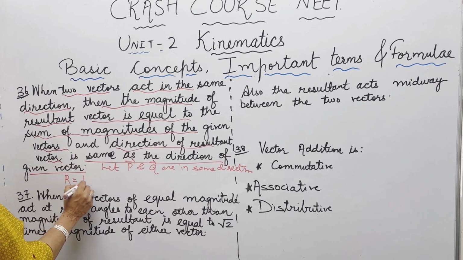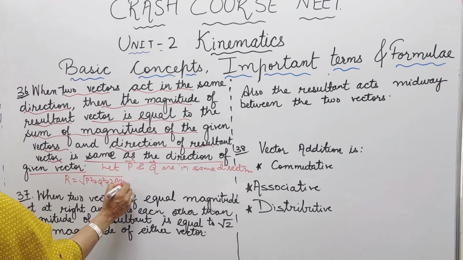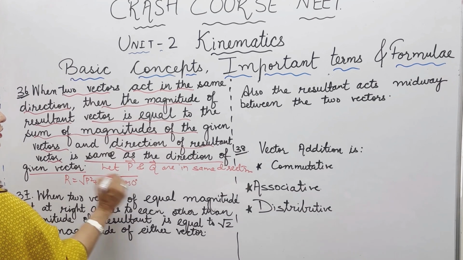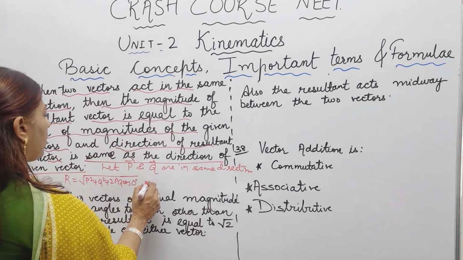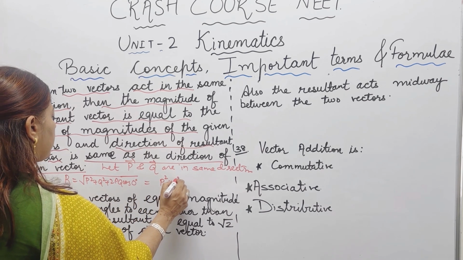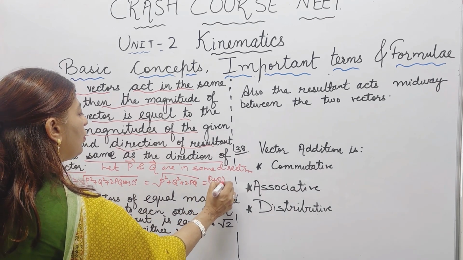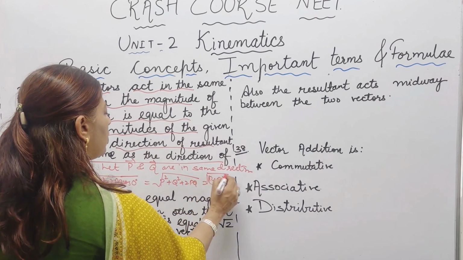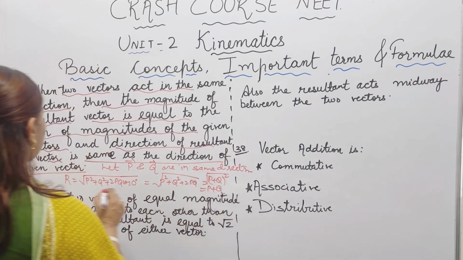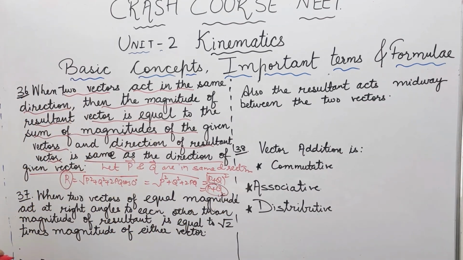Then the resultant R is equal to the square root of P square plus Q square plus 2PQ cos 0 degree. So this will come out to be the square root of P square plus Q square plus 2PQ, or P plus Q whole square under the root, which is equal to P plus Q. So what we found out is that the resultant is equal to the sum of the vectors, as mentioned in this property, and the direction of R will be the same as the direction in which either of these vectors is acting.